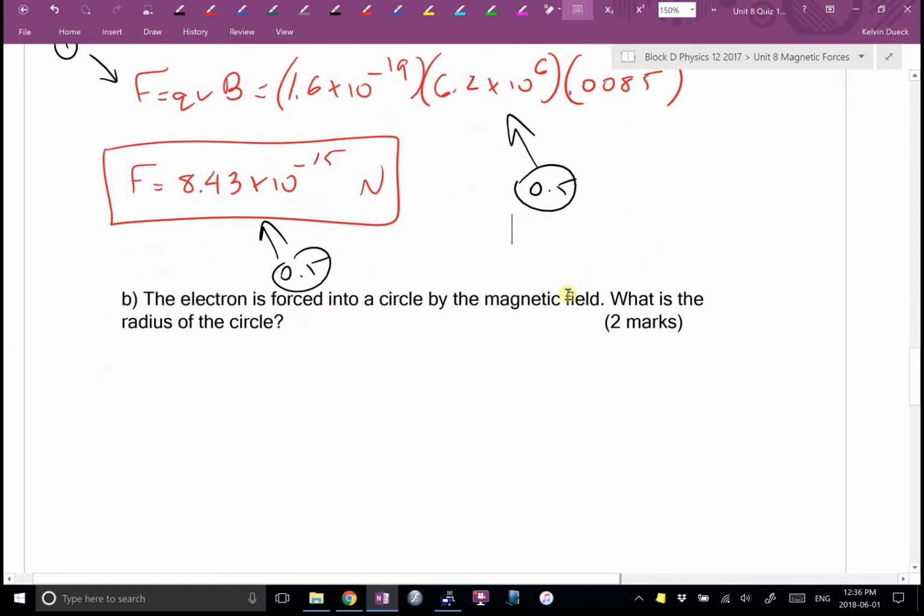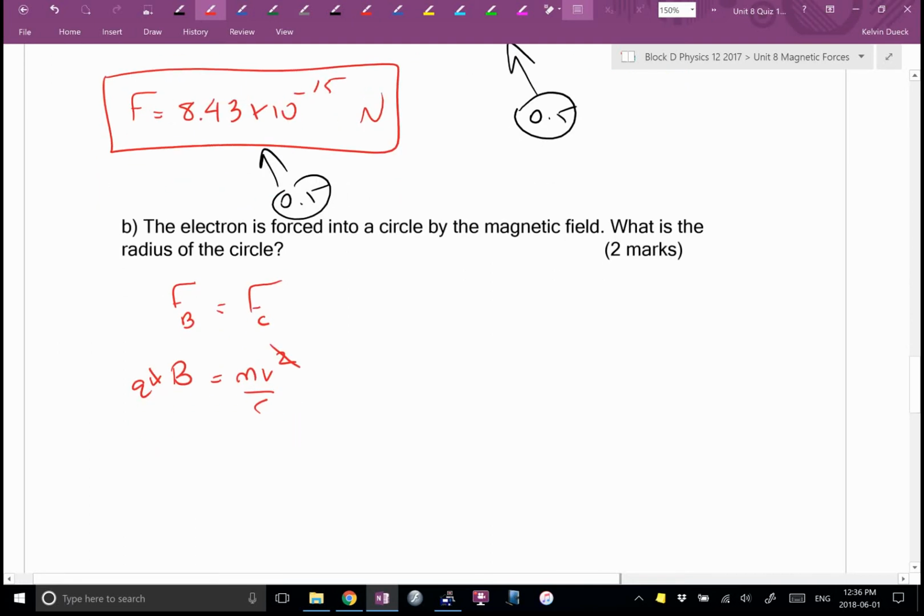Oh, it's force into a circle. Magnetic force is what's pushing me in a circle. QvB is equal to mv squared over r. One of the v's is going to cancel. They want the radius. The radius is going to be mv over qB, not qB over mv, because if you divide by mv, you've got 1 over r by itself.